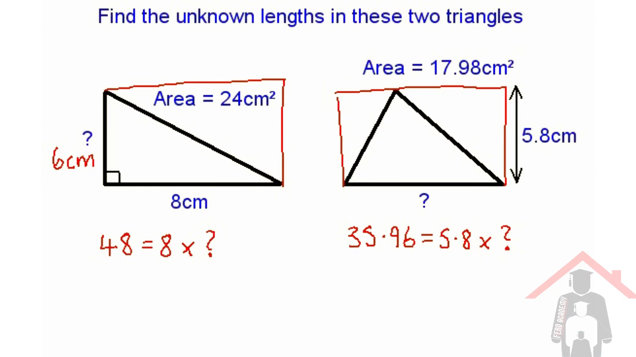I now need to find out what number I multiply by 5.8 to get this answer here. And to do that, I'm going to divide 35.96 by 5.8. This gives me 6.2, so I know that the base of the triangle is 6.2 centimetres long.